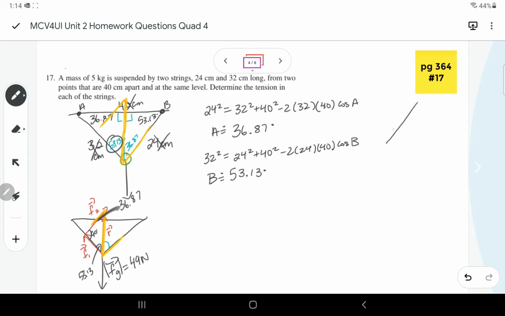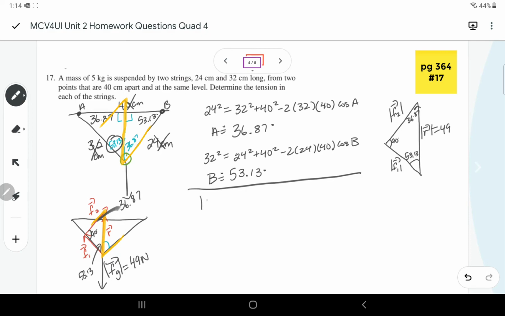So now I've got this question where I have the resultant, which is 49, and here's this 36.87, and there's 90, but only because I subtracted, not because 90 is special, and there's 53.13, and there's the magnitude of F2, and there's the magnitude of F1. So now I'm just going to use sine law to figure out what those two magnitudes are.